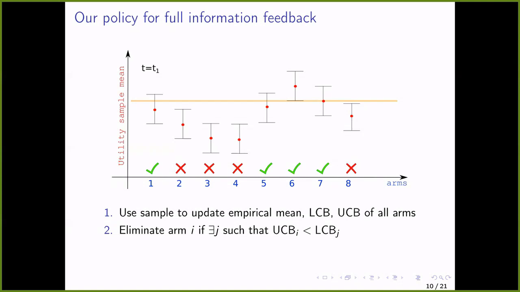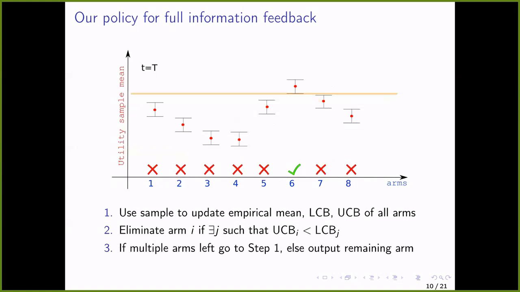Here we can see arms 2, 3, 4, 8 are eliminated and they are not considered any further. Once we are left with only one arm, we will output that arm as the best arm.